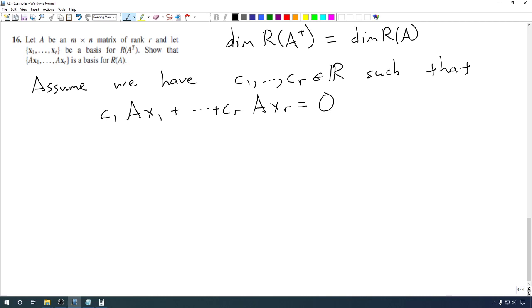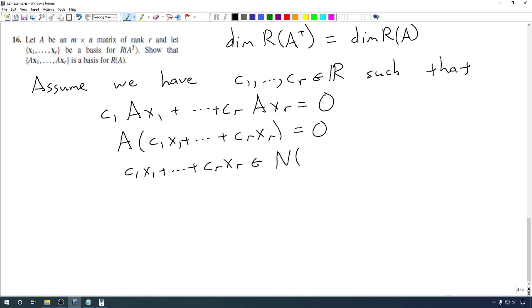Well, let's factor out A. We can actually move the c's past the A because they're just numbers. So we can pull the c's over to the x's, and then we can factor out A from everything. So A times (c1 x1 all the way through cr xr) is equal to 0. What does that mean? Well, that means that this vector here, c1 x1 plus c2 x2 and so on through cr xr, has to be in the null space of A. We have A times this vector equal to 0. That's what it means to be in the null space.